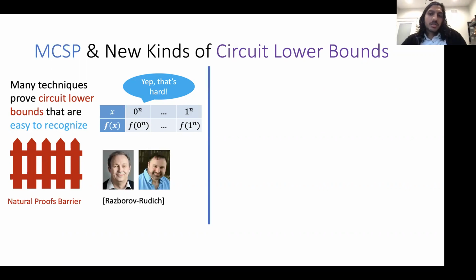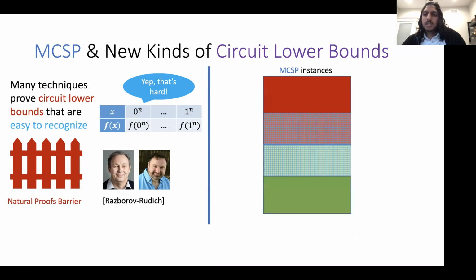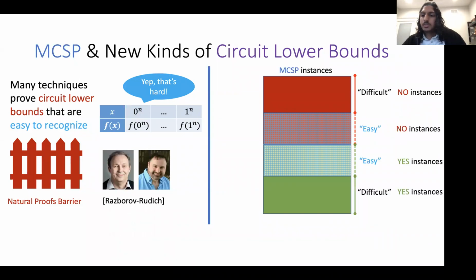What I think is interesting about MCSP is that if you look at the instances of MCSP and break them up into four different categories: the difficult no instances, the easy no instances, the easy yes instances, and the difficult yes instances. Here, by easy and difficult, I'm not going to make this formal, although you can. I mean that there are some instances of MCSP that are easy to tell must be true or false, in a similar way that there are instances of SAT that are easy to tell yes or no. What this observation is saying is that all the lower bounds we know are on easy no instances of MCSP.